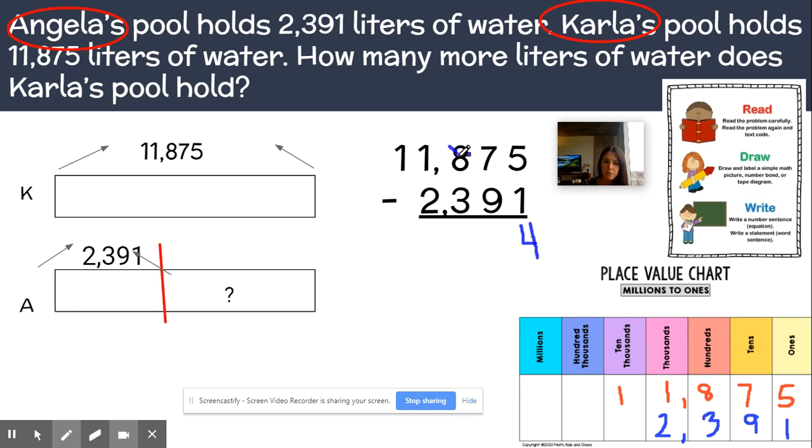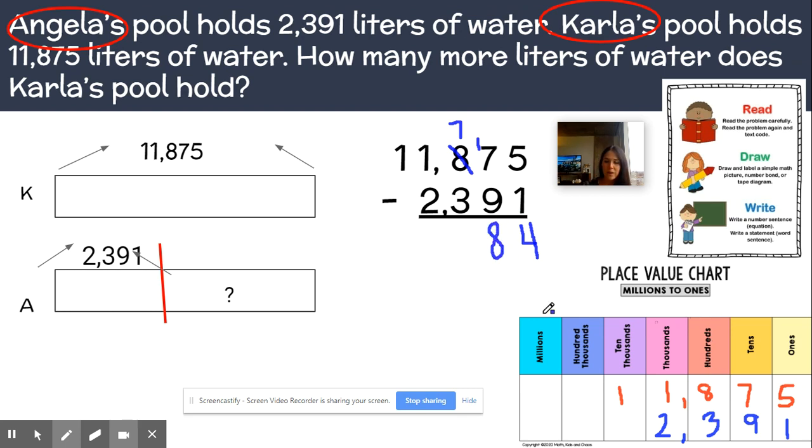So what I'm going to do here is take a group of my hundreds, leaving 7 hundreds, and unbundle them into my tens, giving me 17 tens. What is 17 minus 9? Can you tell me? It's 8. Great job, friends.